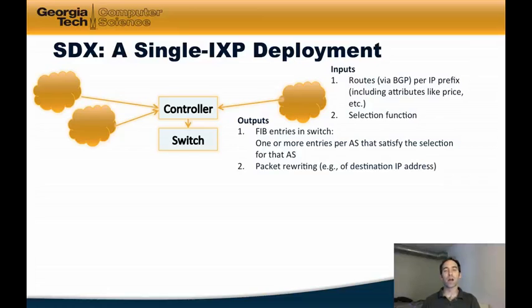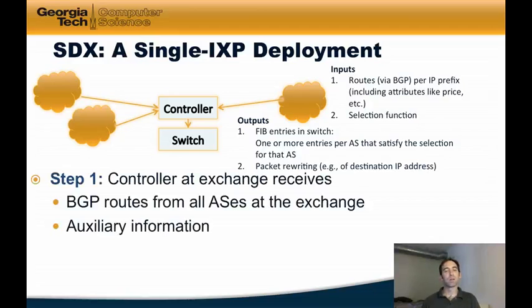The controller might optionally also rewrite packet headers. The controller might also specify rules that rewrite packet headers. For example, the controller might specify that the destination IP address for certain flows should be rewritten for the purposes of, say, load balancing. In summary, the SDX operation has two steps.